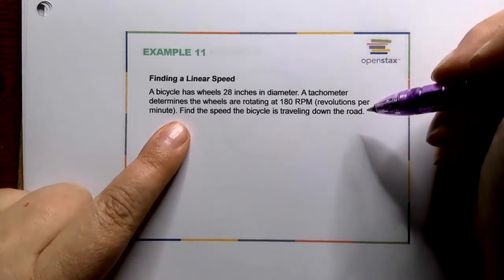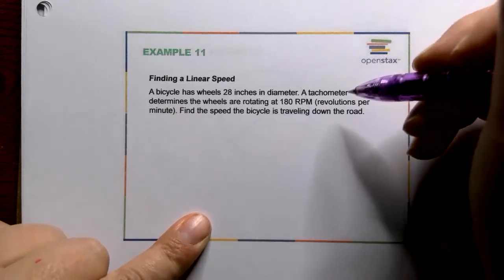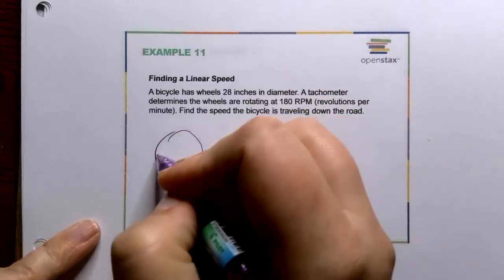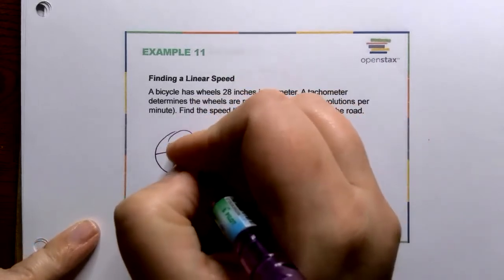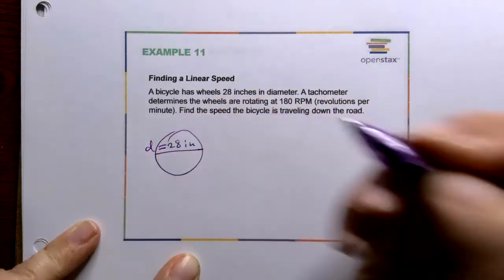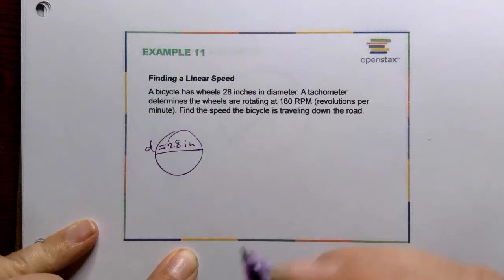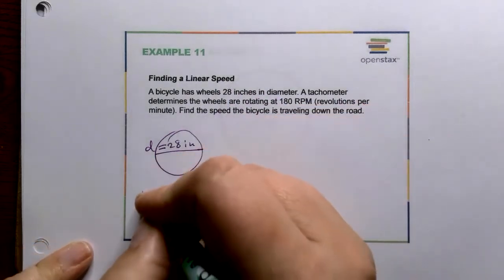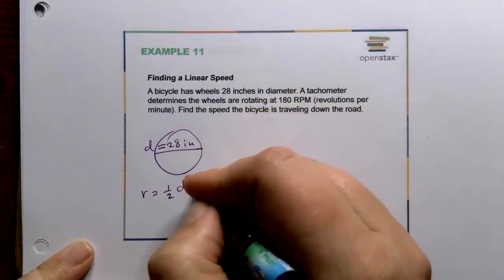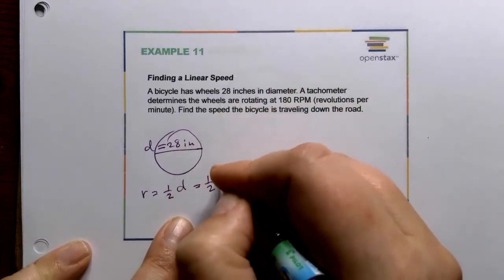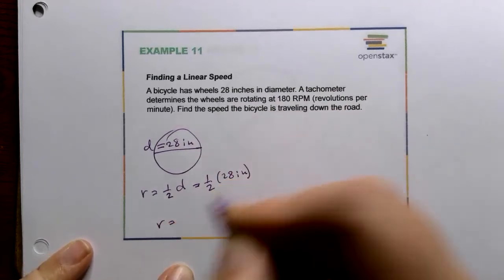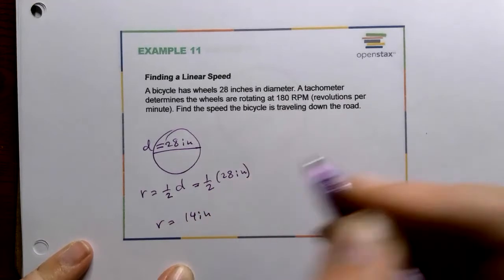Okay, so let's write down what we have. First of all, we have the diameter of the wheel is 28 inches, and that's a diameter. But in all of the formulas, I'm going to remind you, we have radius. So the radius is half of a diameter, if you don't remember. So for the radius, we have 1/2 of 28 inches. So that will give us a radius of 14 inches.